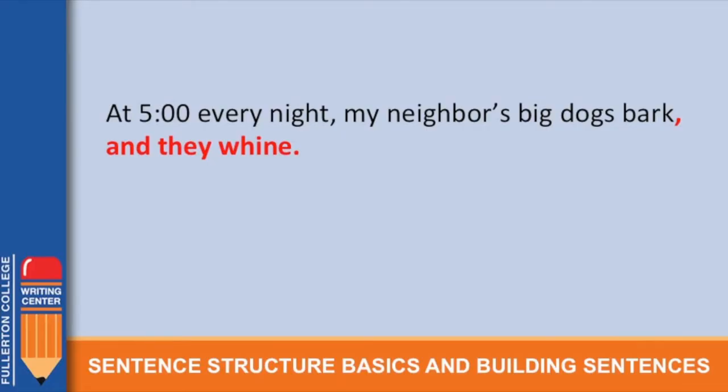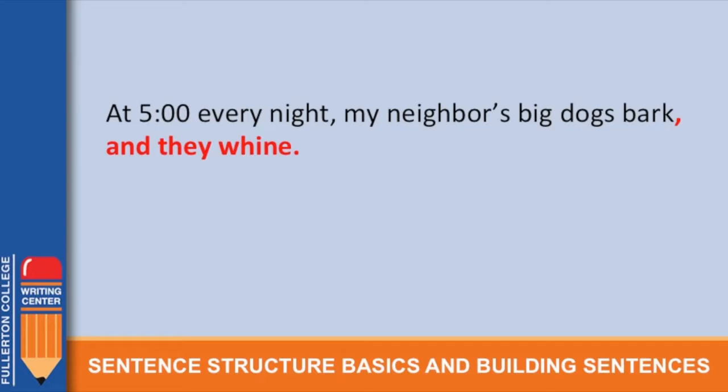Going back to our example sentence, maybe the dogs also whine while they are barking. We could add this information with a fanboy like this. At 5 o'clock every night, my neighbor's big dogs bark and they whine. Notice that the two complete sentences are separated by a comma.